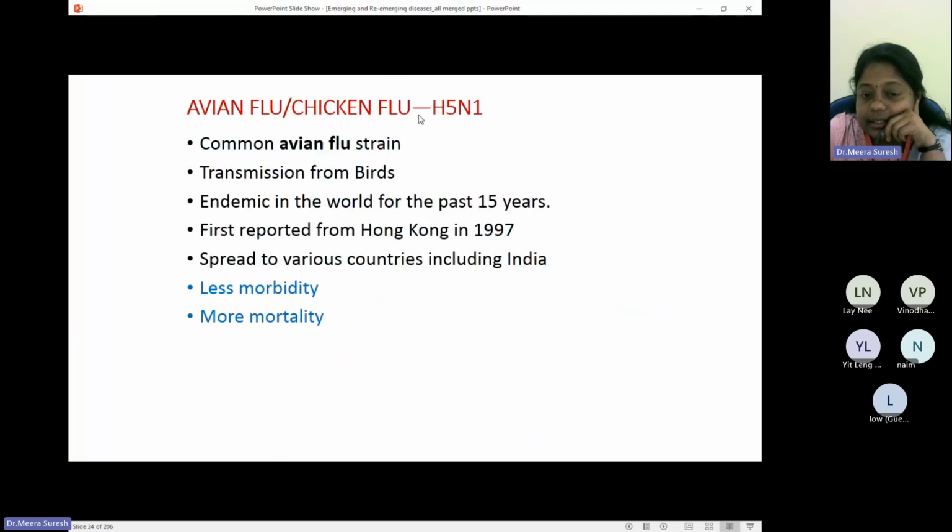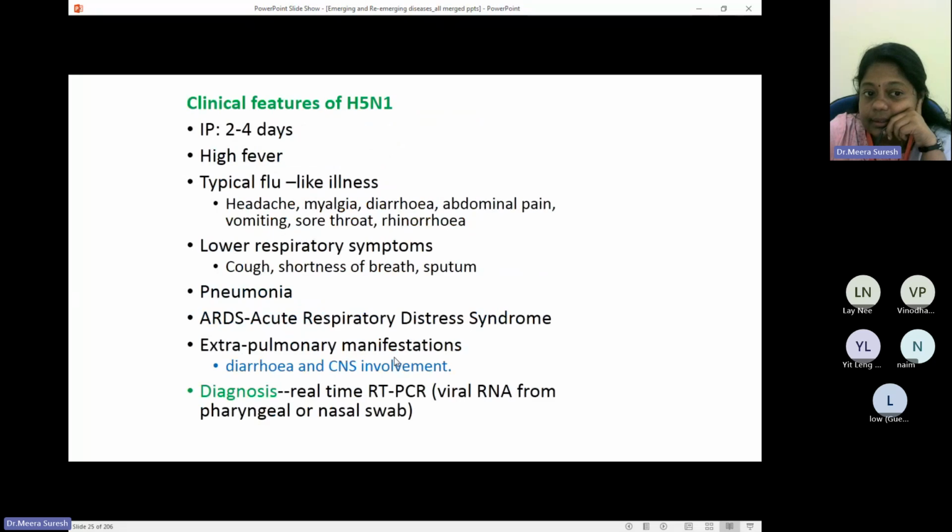Then the avian virus, H5N1, with transmission from birds. It was first reported in Hong Kong, and it has remained endemic for the past 15 years. There is less morbidity, but the problem is more mortality. So among the people who get affected, the morbidity is very low, but more and more people are dying.